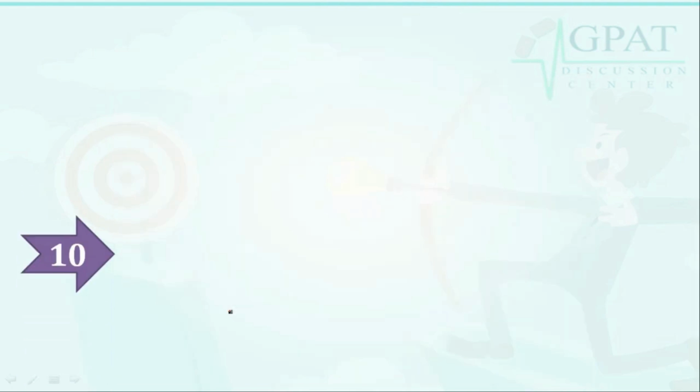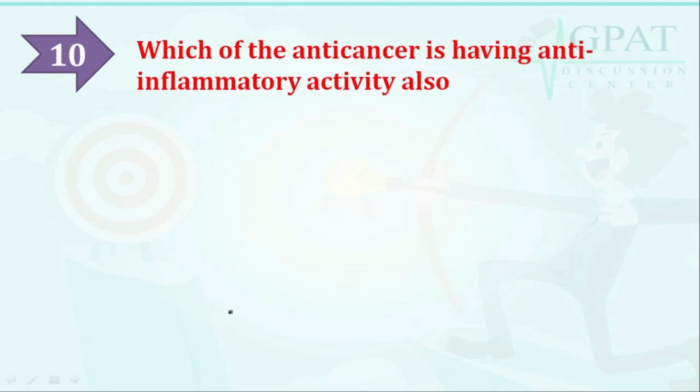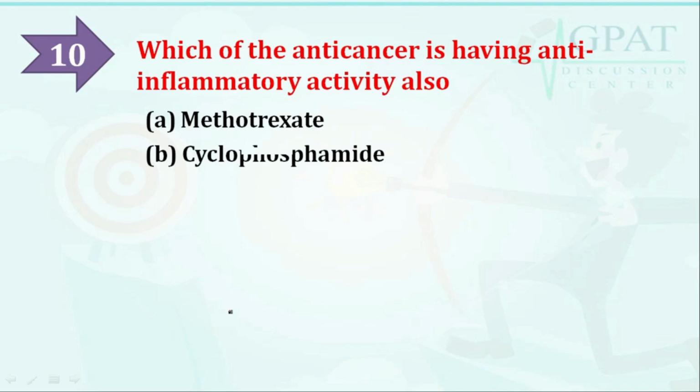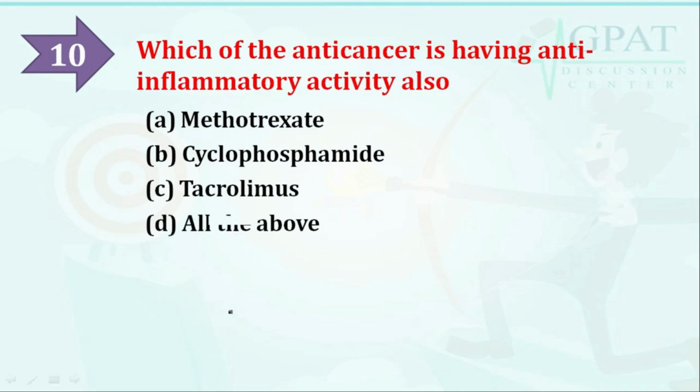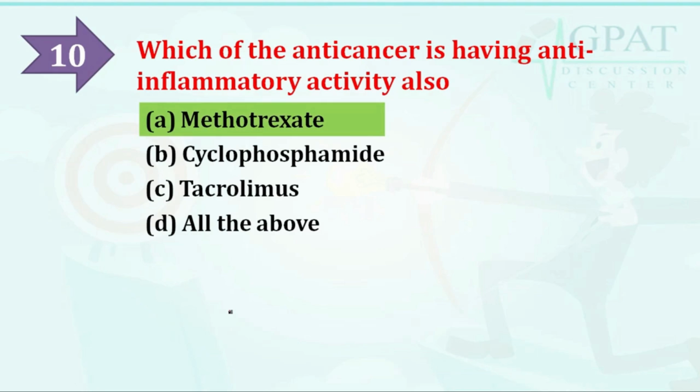So now the next question is, which of the anti-cancer drugs has anti-inflammatory activity? So the options here are A, methotrexate; B, cyclophosphamide; C, tacrolimus, and D, all of the above. So the correct answer is methotrexate.